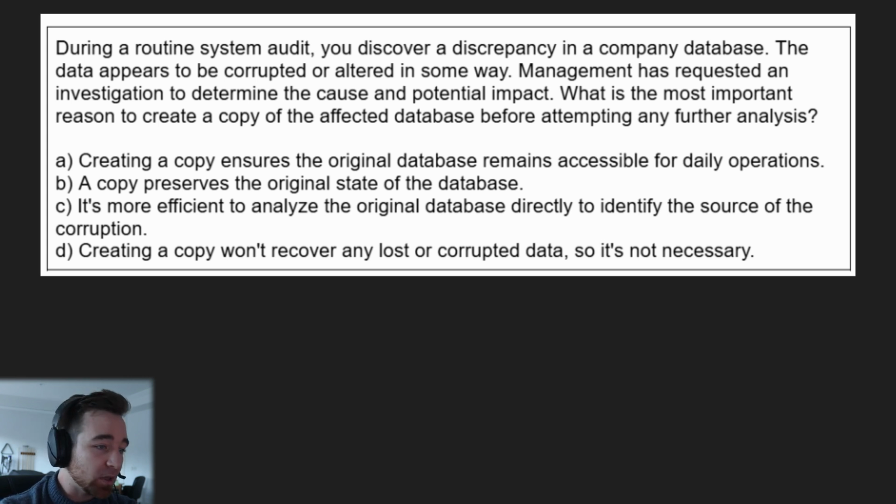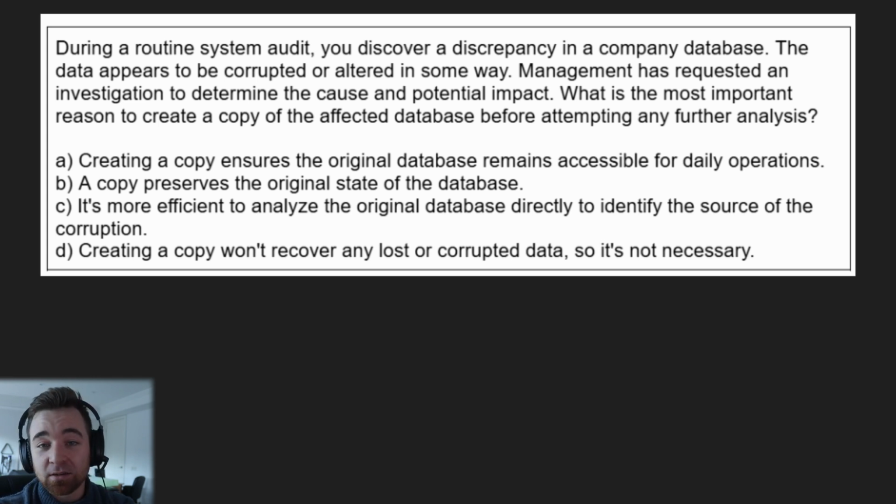A. Creating a copy ensures the original database remains accessible for daily operations. B. A copy preserves the original state of the database. C. It's more efficient to analyze the original database directly to identify the source of corruption. Or D. Creating a copy won't recover any lost or corrupted data, so it's not necessary.